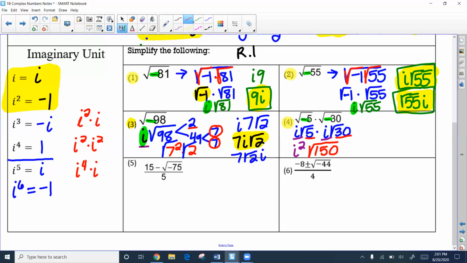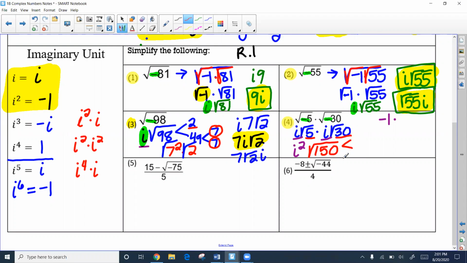So i squared, remember we said just a bit ago, i squared is equal to -1. So I would replace the i squared with -1. Now the square root of 150, we have to simplify. So I have to break this down like I did on problem 3. Anytime we can, we want to simplify our radicals.